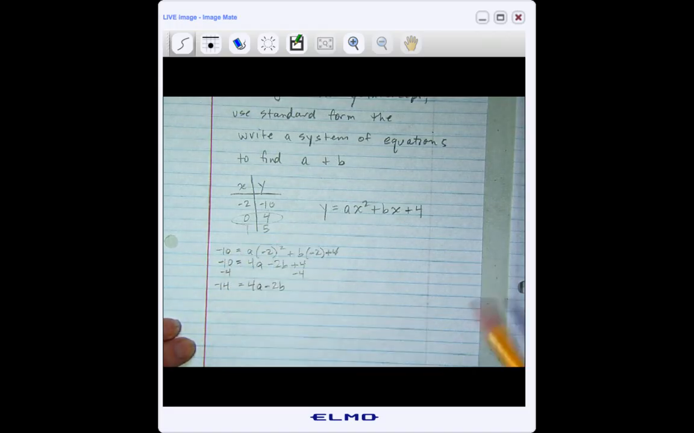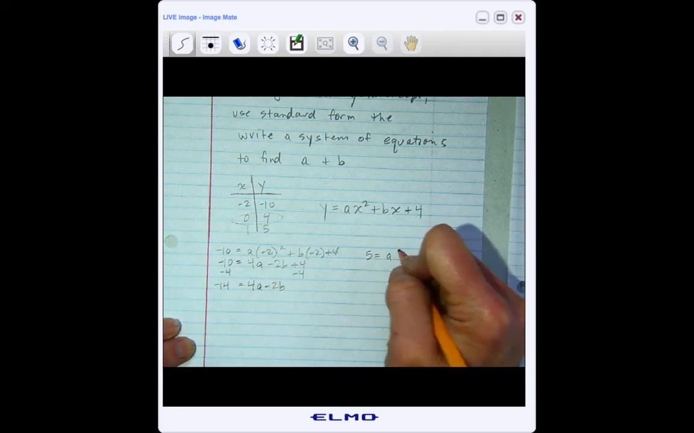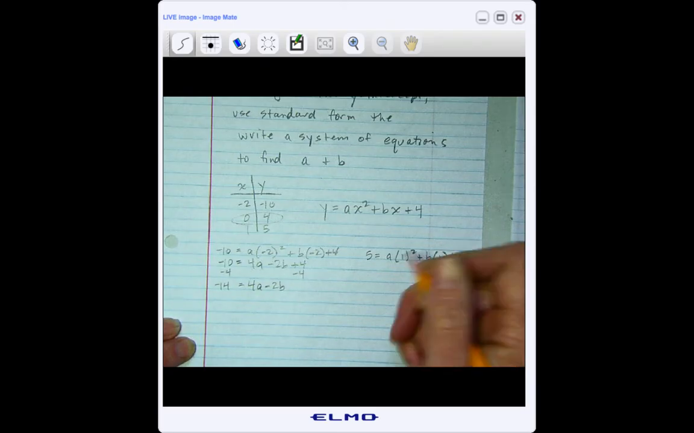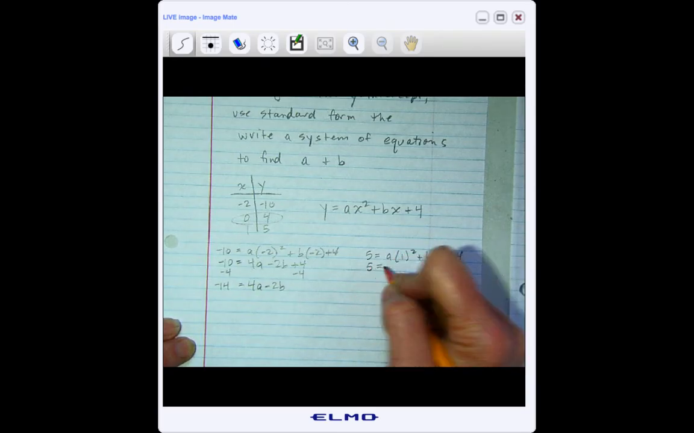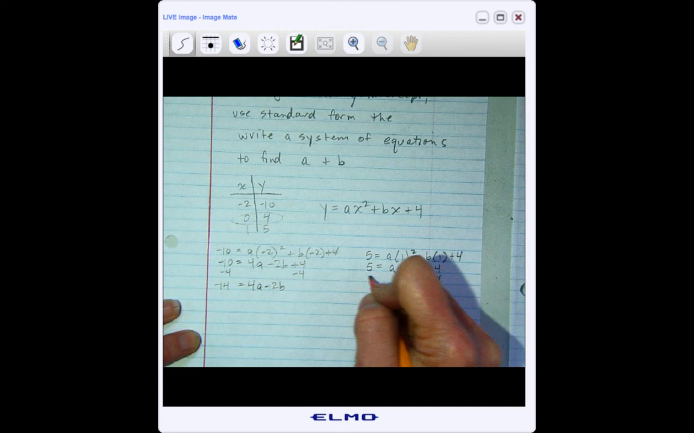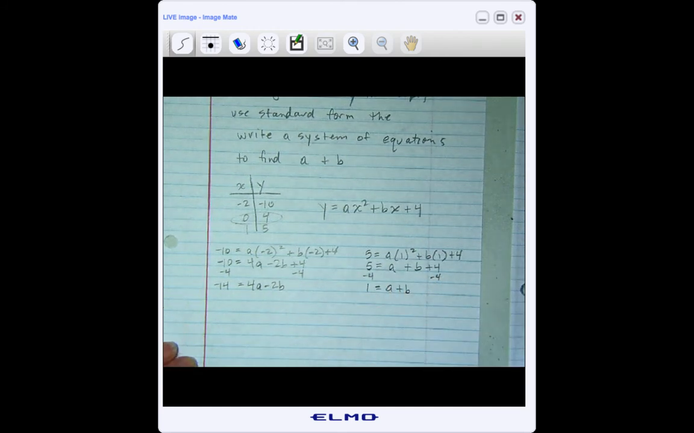So now I'm going to use the point 1, 5. So 5 is equal to a times 1 squared plus b times 1 plus 4. 5 is equal to 1 squared is 1 times a is a. 1 times b is b plus 4. I'm going to subtract the 4. So I get 1 is equal to A plus B.